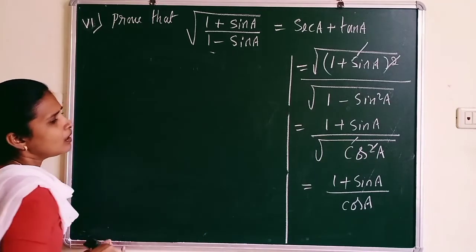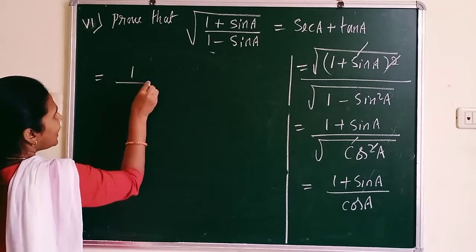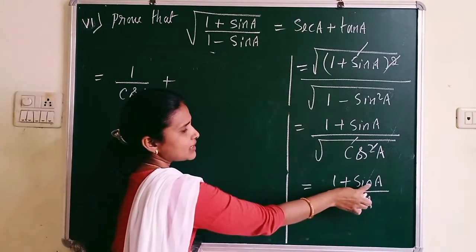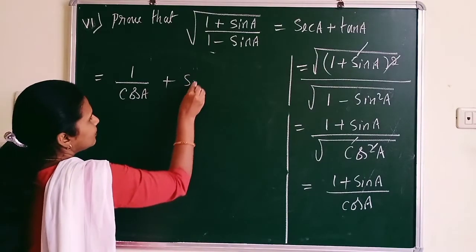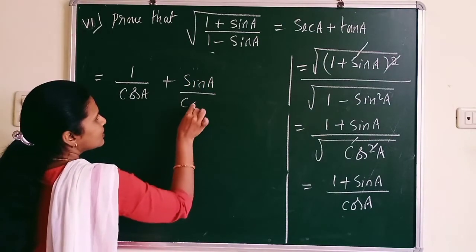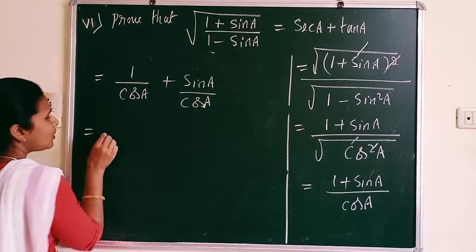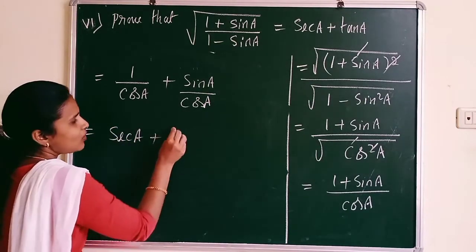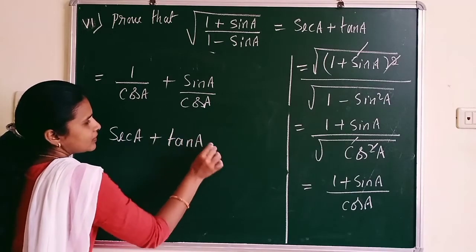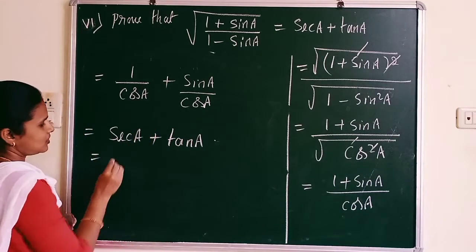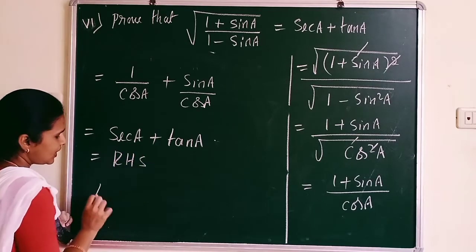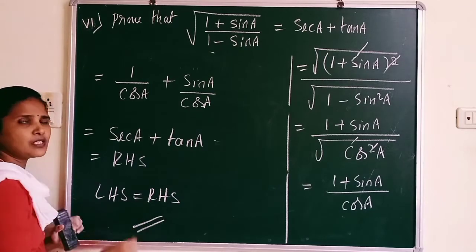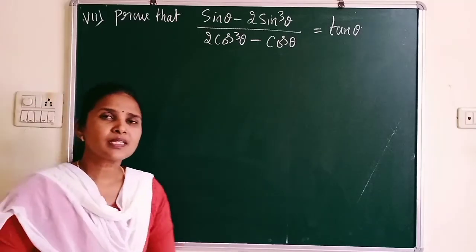Now write that as 1 by cos a plus 1 by cos a plus sin a by cos a. Now you can see, 1 by cos is sec, plus sin by cos is tan. So you can see this is your RHS. I took LHS and I proved it as RHS. Hence that is proved. Now let us move to the 7th question.